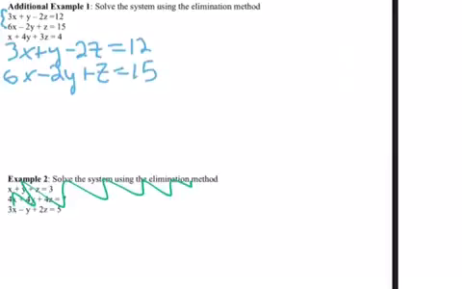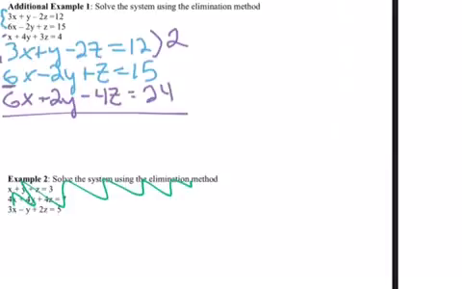Okay, so I see that I can multiply the top one again by 2 to eliminate the x's. So that's going to give me 6x plus 2y minus 4z equals 24. So if I subtract these two equations, the x's will cancel, and I get negative 2 minus 2, so that gives me negative 4y. Z minus negative 4z gives me plus 5z. And 15 minus 24 is negative 9. So there's my first one.